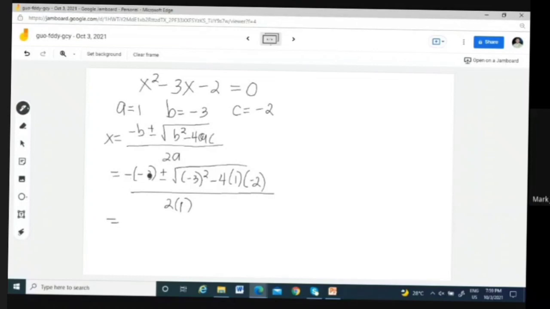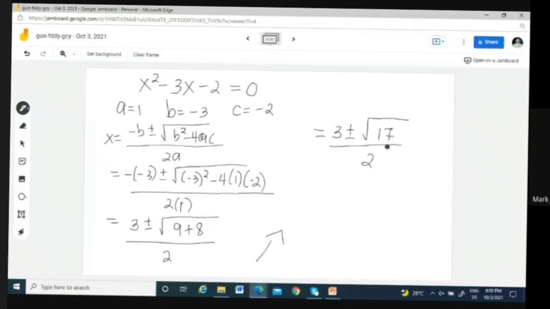Simplifying further, we have negative times negative 3 is positive 3. Plus and minus, negative 3 squared is equal to positive 9. Negative 4 times 1 is negative 4, times negative 2 is positive 8. All over 2 times 1, which is equal to 2. So we have 3 plus and minus the square root of 9 plus 8, which is 17, all over 2.